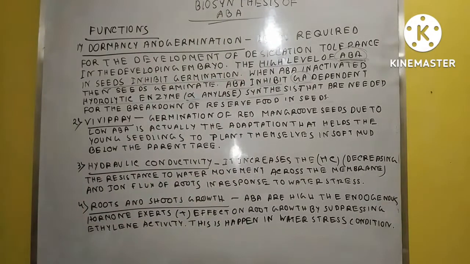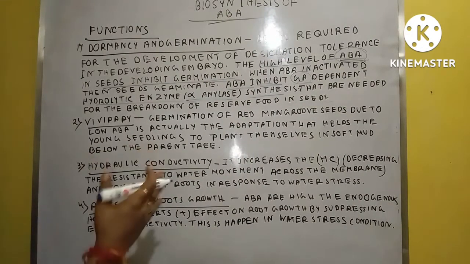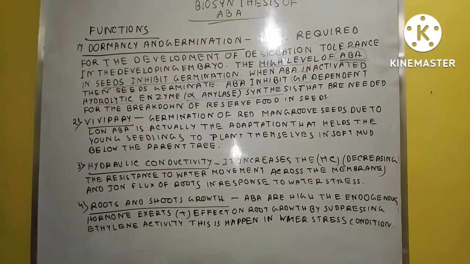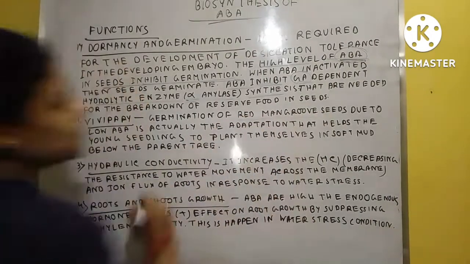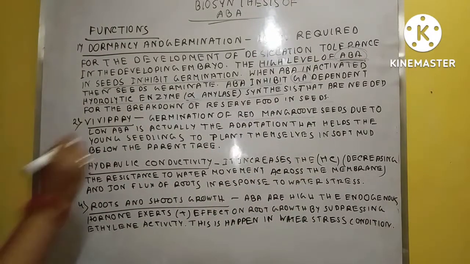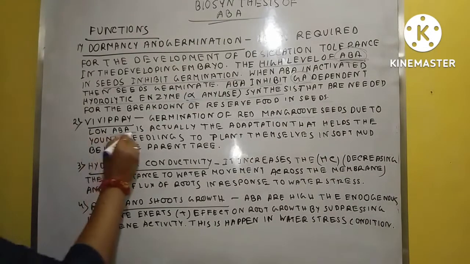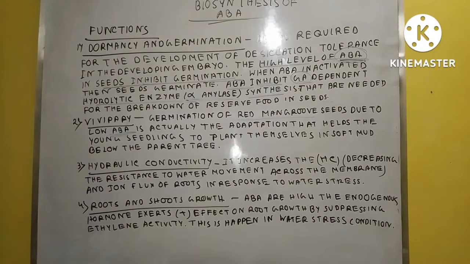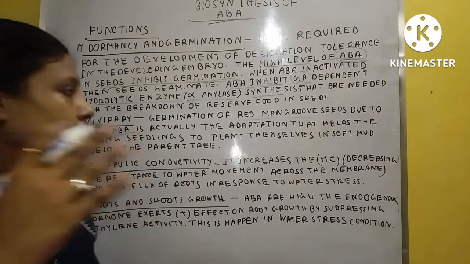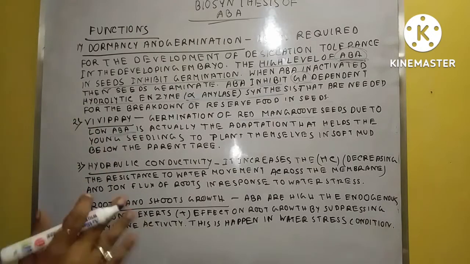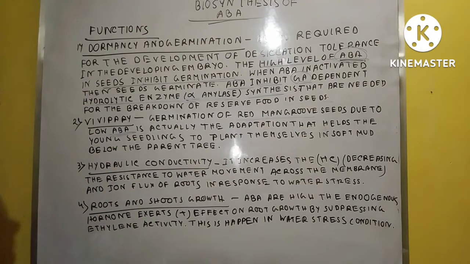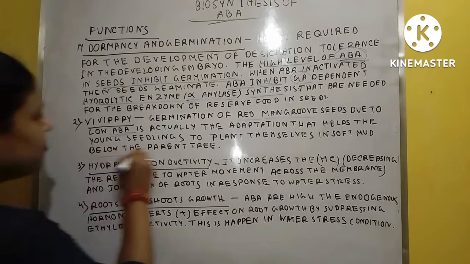The second one is vivipary. What is vivipary? We already know that germination is totally controlled by ABA. In the case of red mangrove seeds, they generally have low ABA, and that is very important for them for getting the particular adaptations to grow in the soft mud just below the parent tree.